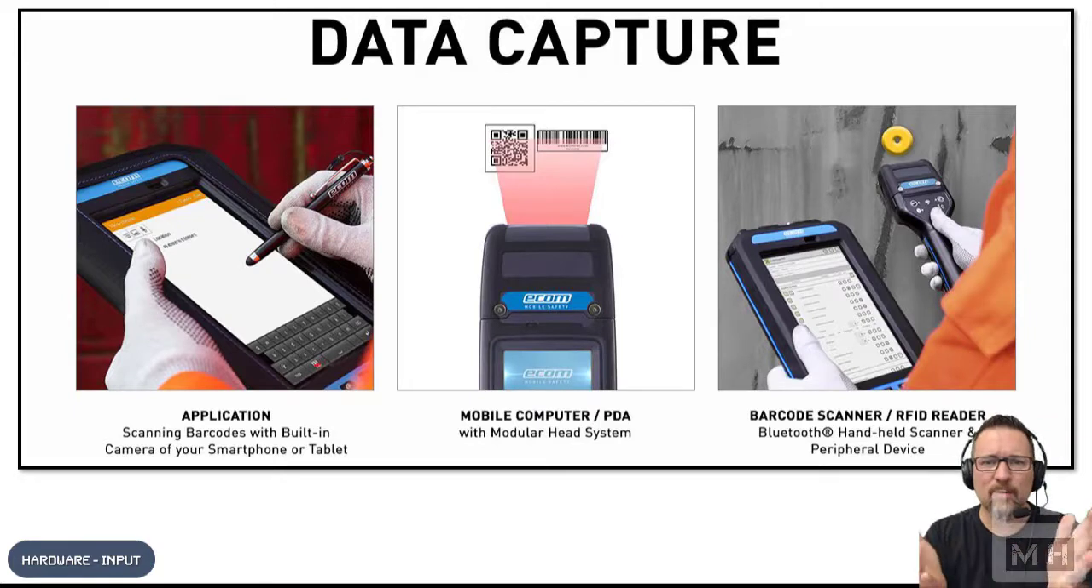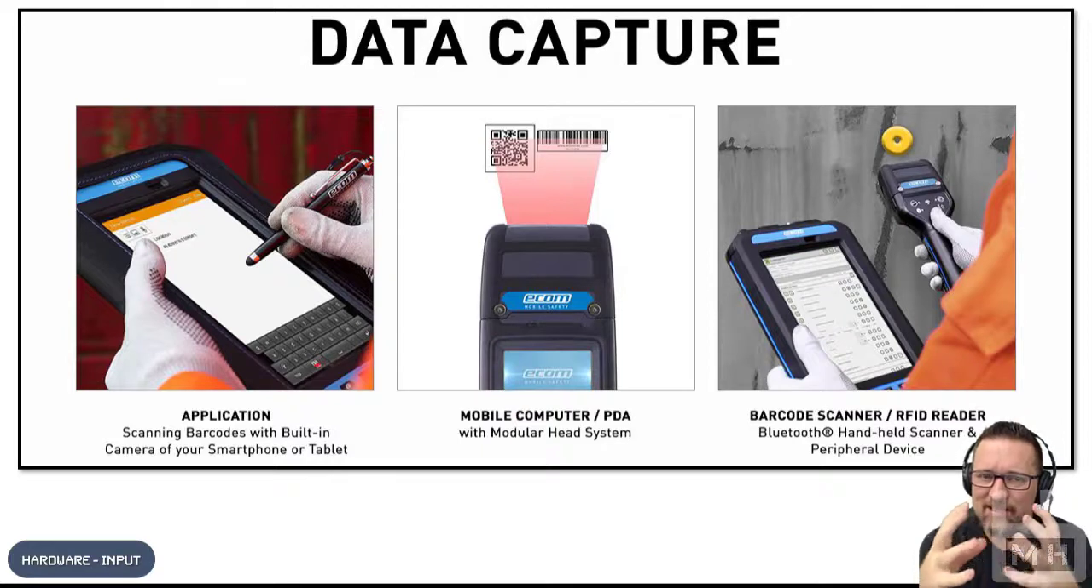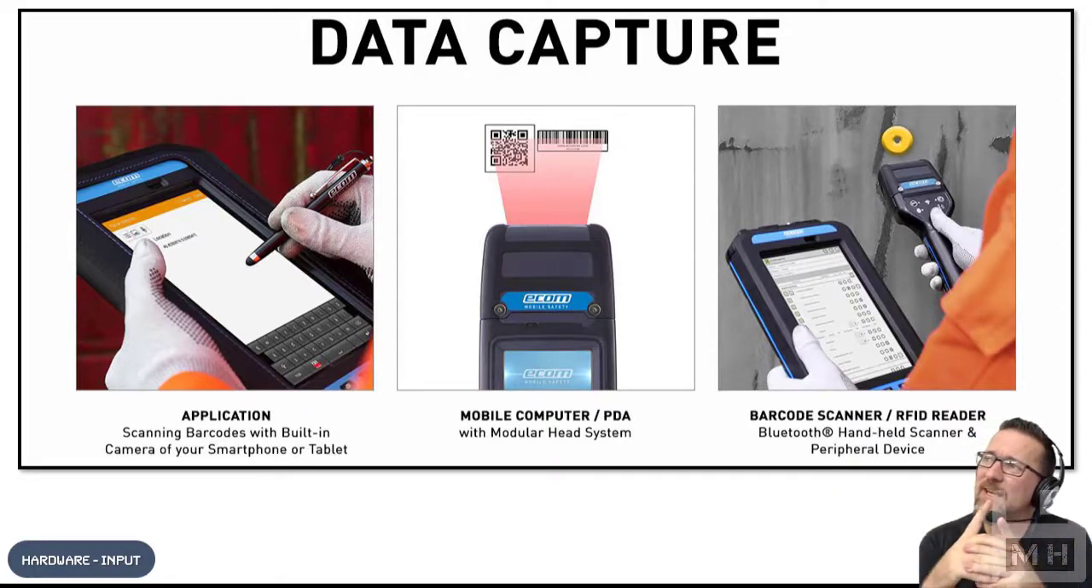All right, so here's a quick example of data capture. Have a look here. So we have the application. Remember I said that we need software to capture and process. There you can see there's a handheld tablet device with a stylus. We have mobile computers like PDAs, personal digital assistants. That's what PDA stands for. PDA used to stand for personal digital assistant in the context of a little device that would be your calendar and your diary and appointments and stuff like that. We don't really get those anymore because our smartphones have taken over that. But this PDA is specifically for data capturing.